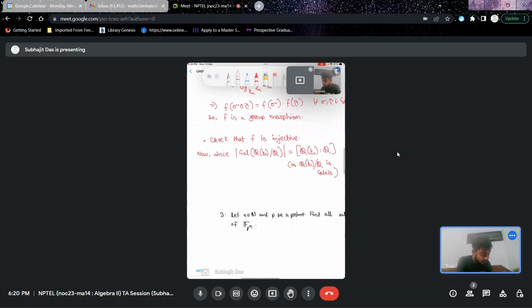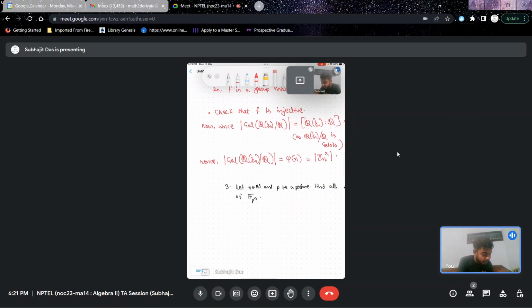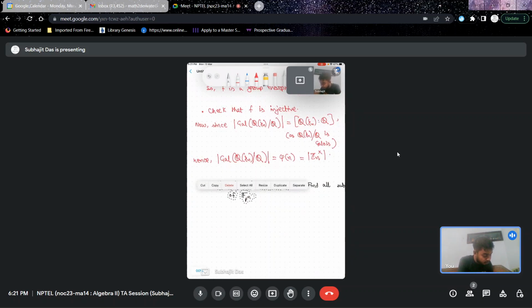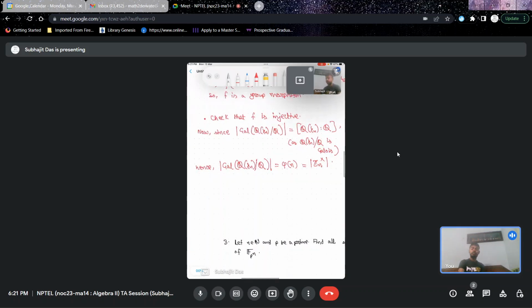Hence we can say the cardinality of the Galois group of Q(ζ_n) over Q is precisely φ(n), which is also equal to the cardinality of Z_n cross. And thus we are done. Why are we done right now? Because the domain and the codomain of the arrow are both finite sets of the same cardinality, and we have that the arrow is an injection, which means that this arrow f is also a surjection and hence a bijection.